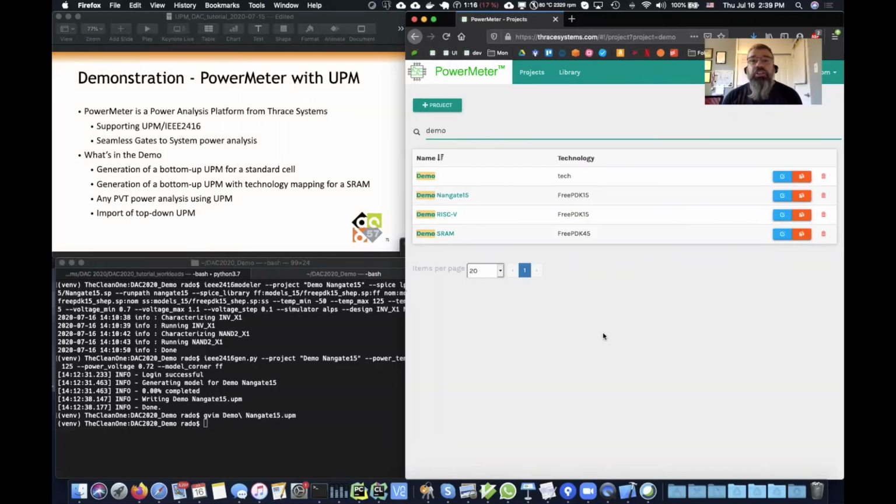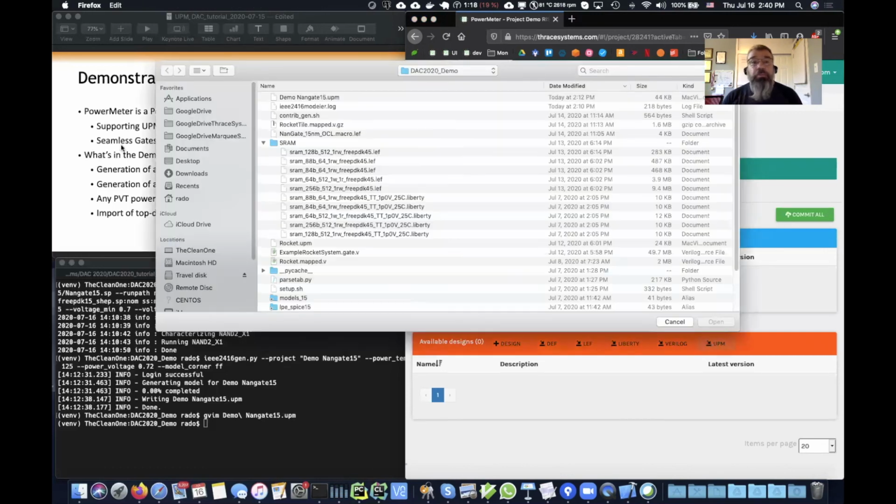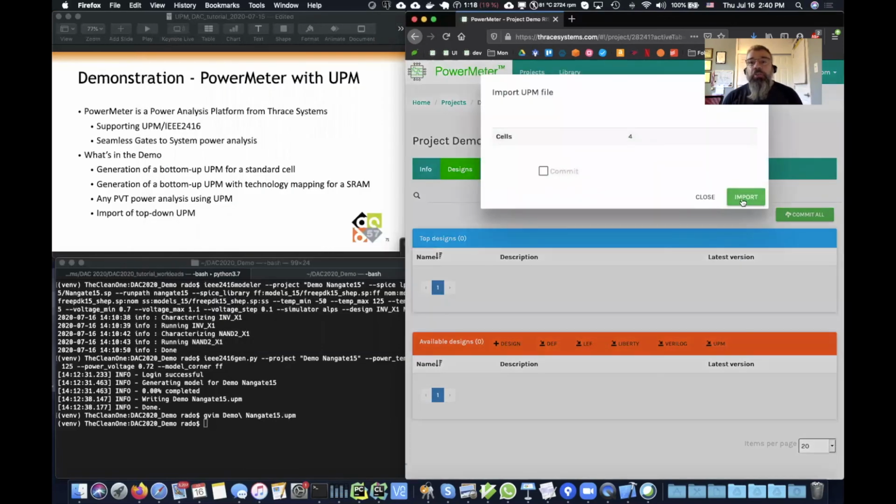Now moving on to the last step of our demonstration, I'm going to show you how we can import a UPM power model. In this case, I'm going to be working with the UPM that my architect used to estimate his power early on. I'm going to navigate to my project, and I'm just going to say that I want to import UPM. I have different ways that I can import the designs into Power Meter. In this case, I'm going to choose UPM. I'm going to point to the UPM that my architect used, the same exact UPM that they used, and I'm just going to import it.